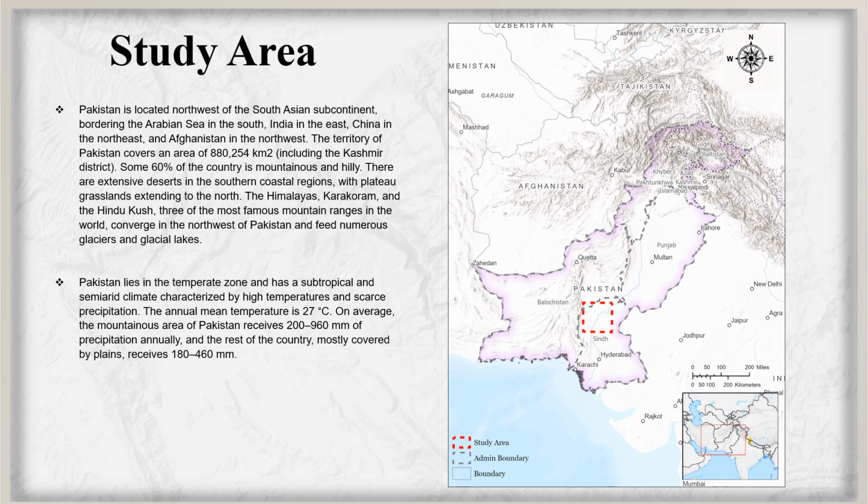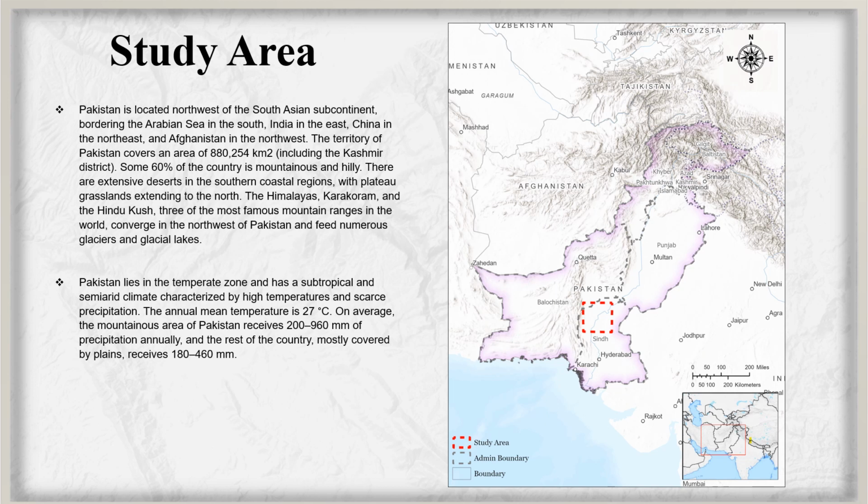Pakistan is located northeast of the South Asian subcontinent, bordering the Arabian Sea in the south, India in the east, China in the northeast, and Afghanistan in the northwest. The territory of Pakistan covers an area of 880 square kilometers. Some 60% of the country is mountainous and hilly.